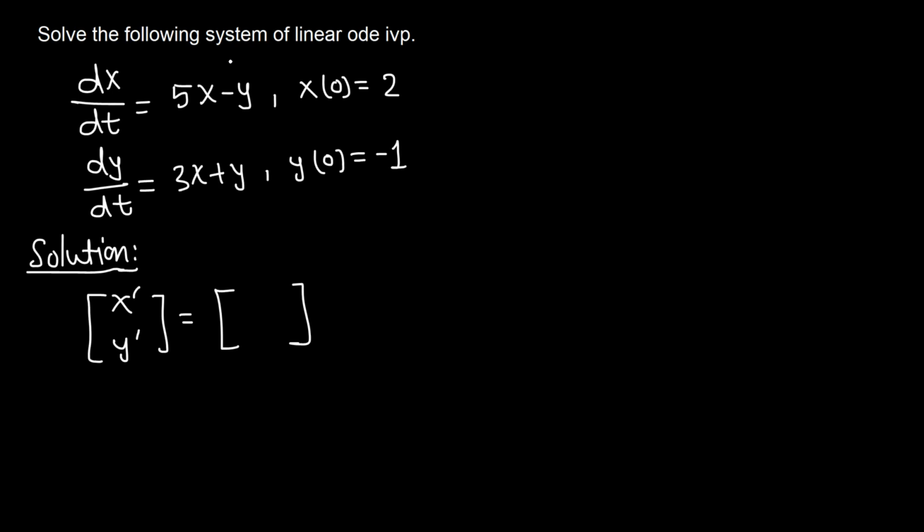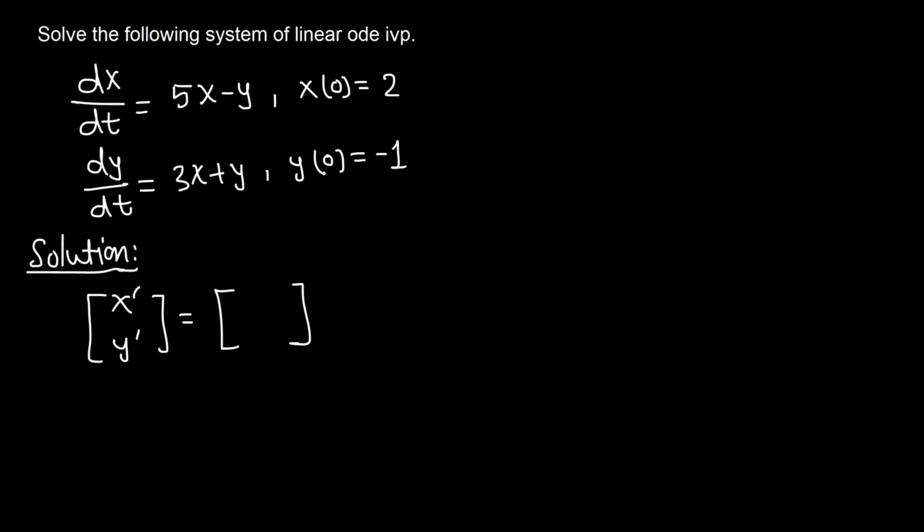Solve the following system of linear ordinary differential equation initial value problem. So we have dx over dt equals 5x minus y, and x at 0 is 2, and dy over dt equals 3x plus y, y at 0 equals negative 1.